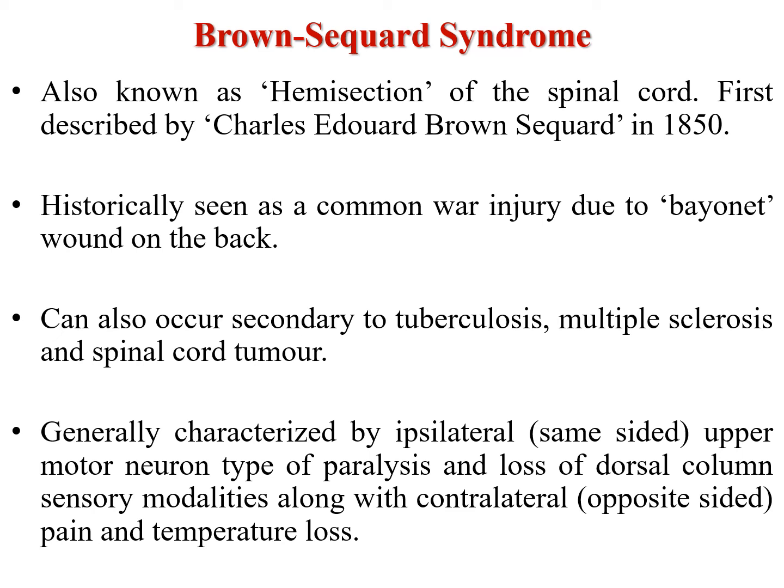I again repeat, below the level of the lesion or below the level of the hemisection, there will be ipsilateral upper motor neuron type of paralysis and loss of dorsal column sensory modalities. And on the opposite side or contralateral side, there will be loss of pain and temperature sensation.